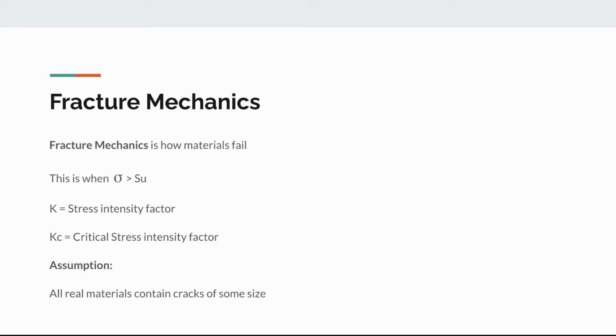So now we're going to talk about fracture mechanics, and what does this mean? Fracture mechanics is how materials fail. So this is when the internal stress is greater than the ultimate strength. So sigma is greater than SU. And some of the variables that we need to understand is that K is the stress intensity factor. And what that means is that it's the stress at the crack.